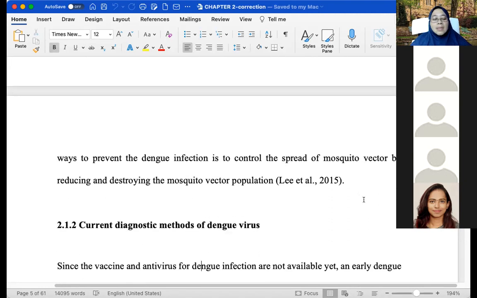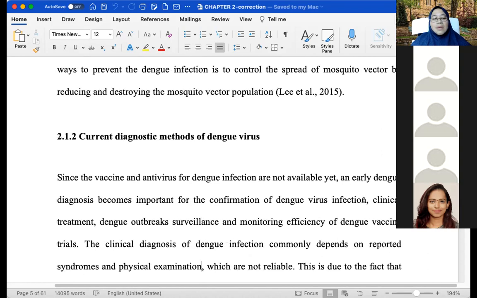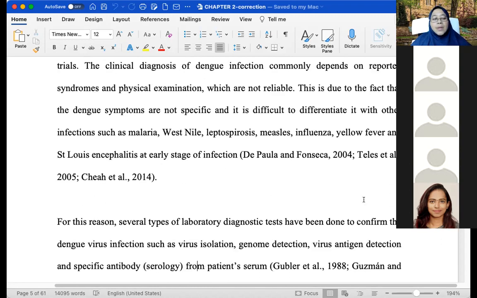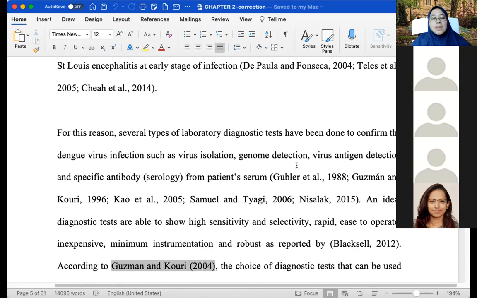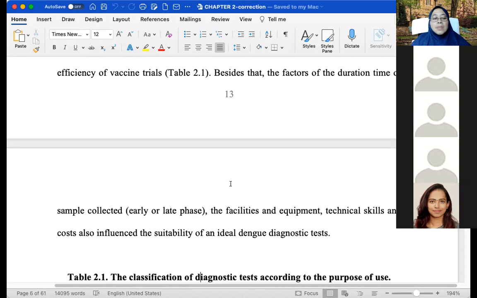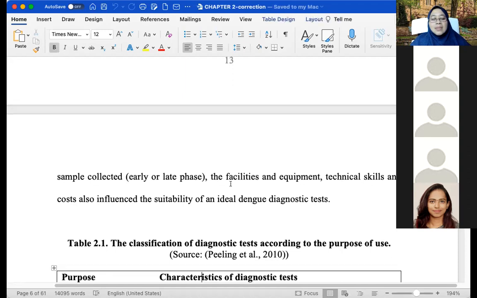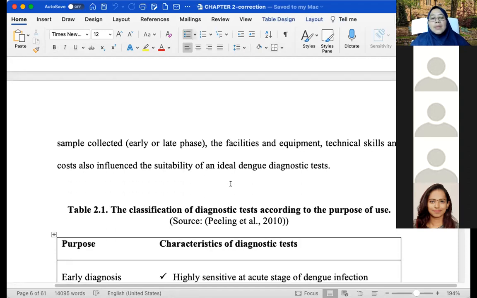And then again, the methods, the diagnostic methods of dengue virus. Similar to the introduction, but now it's more comprehensive. You can see a few journals talking about serology analysis from patients' serum. And if you have too many journals on that particular focus, you can list them in a table form.